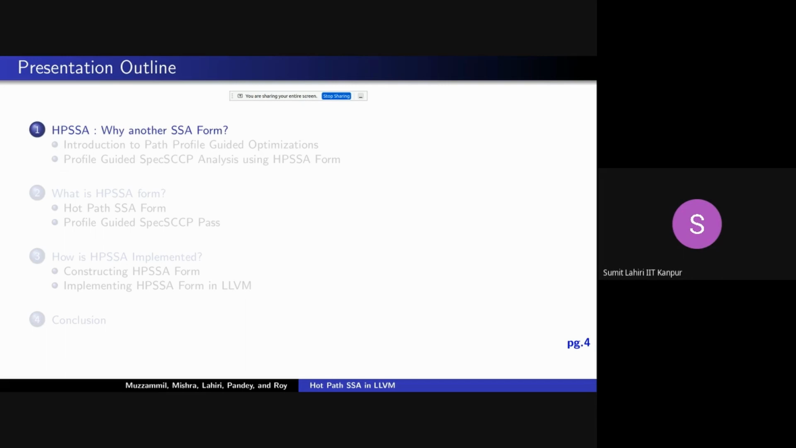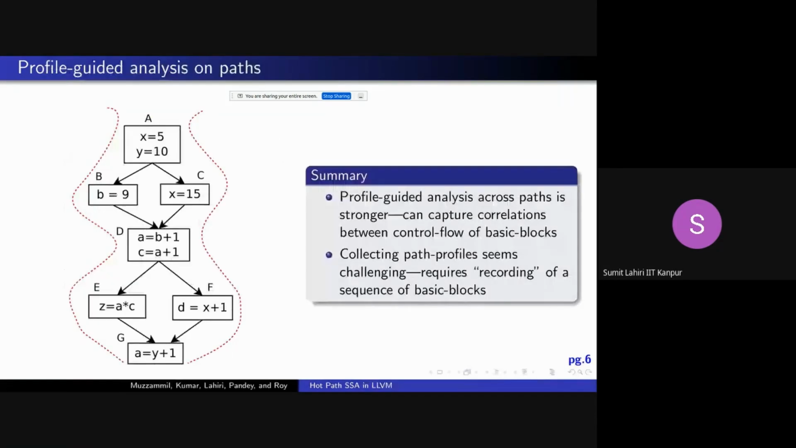We already have the static single assignment form, the SSA form. So why did we create another SSA form on top of SSA? The reason was that we could do some profile guided optimizations. If you see the control flow graph of a program here, I showed two paths, A, B, D, E, and G. The two paths have been marked in red.